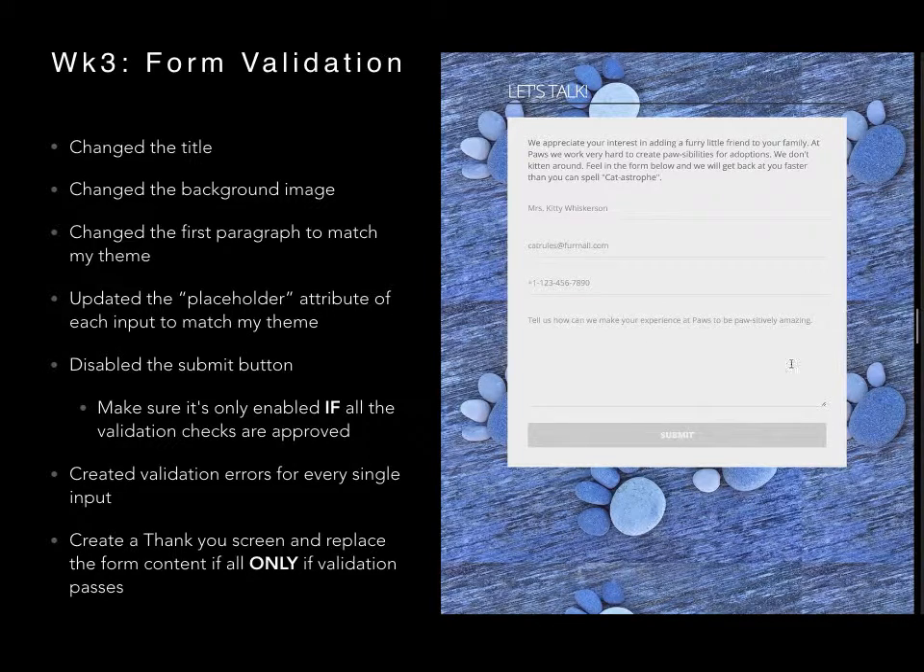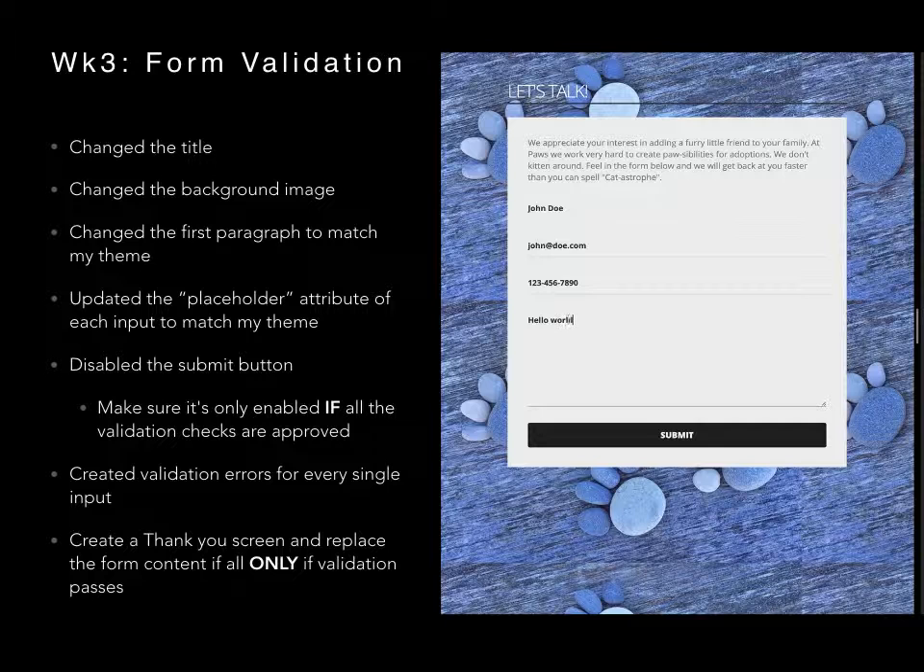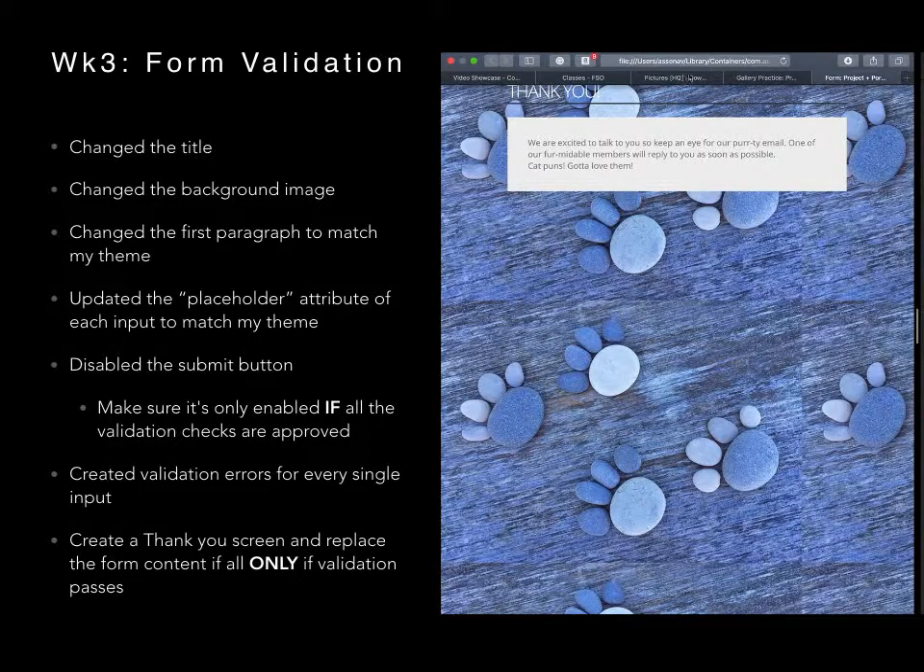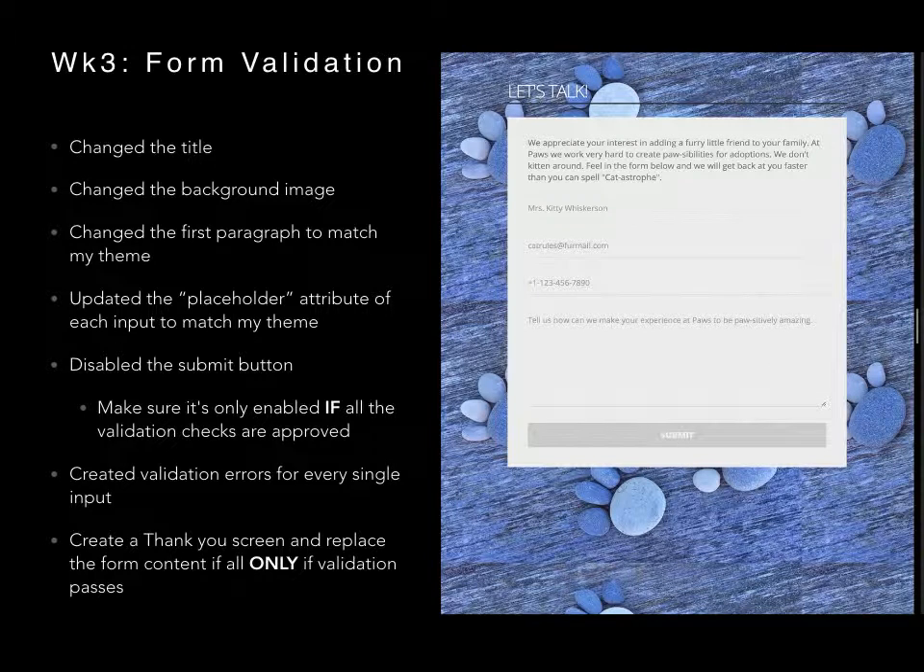So for week 3, this was actually the assignment that was quite entertaining to do, the form validation, where I still kept the theme about cats, but this time it is validating the user inputs. So I changed the background, I changed the title, I changed the paragraph, I updated the placeholders for each input, and I disabled the submit button to be enabled only if the validation checks are approved, meaning that the name, email, and phone number have to be filled in. If they're left blank, the submit button remains disabled.